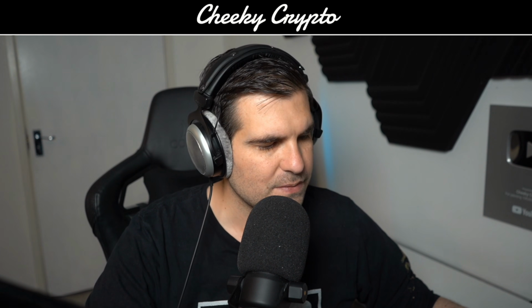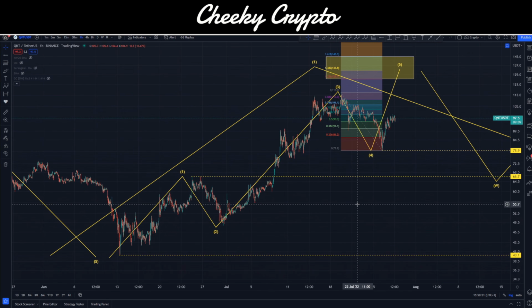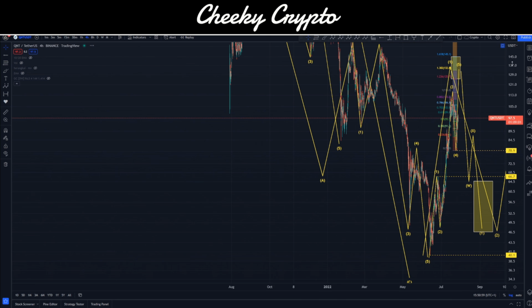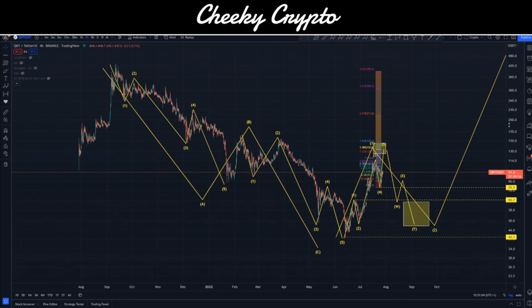Okay guys, let's get into this. Let's get started. So what we're going to do is bring up the chart here. We are talking about Quant paired up with USDT on the hourly chart, and Binance is our data source. Now as you can see, let me just scale this out to the 4 hour, just bring this down so we get a bit of a landscape as to what's been going on.